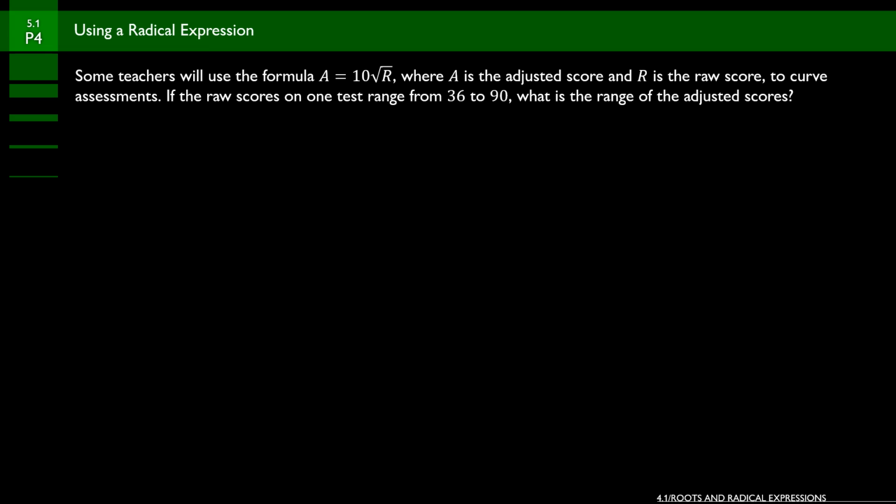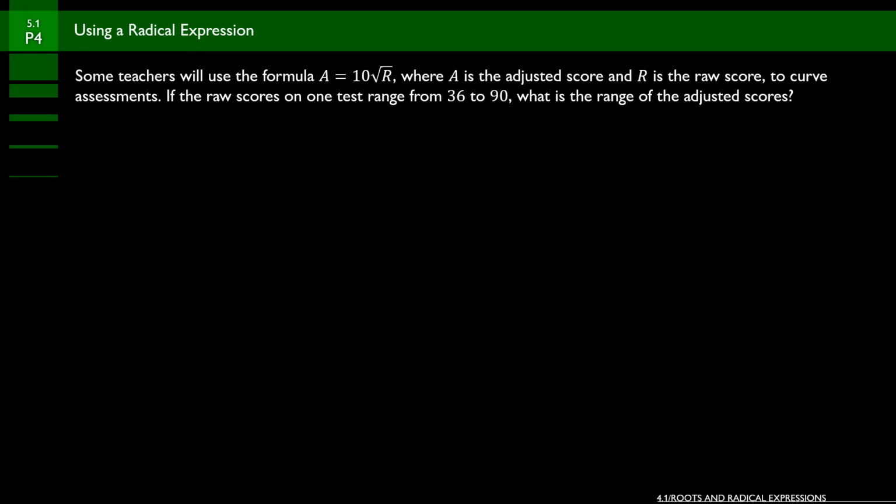For problem number 4, we're going to take a look at a word problem. It says some teachers will use the formula a equals 10 square root of r, where a is the adjusted score and r is the raw score, to curve assessments. If the raw scores on one test range from 36 to 90, what is the range of the adjusted scores? So a raw score is just what did you get on the test without any curve.